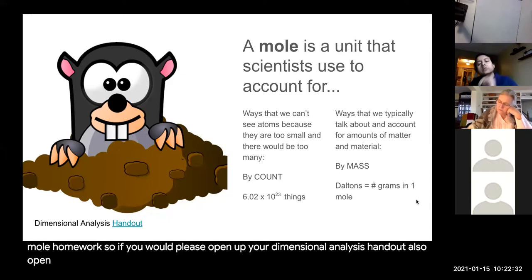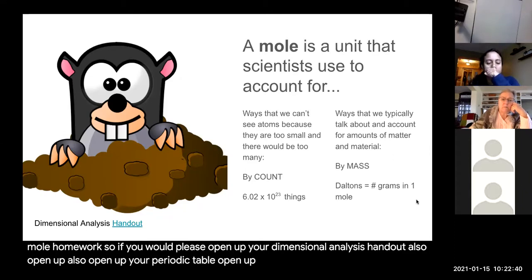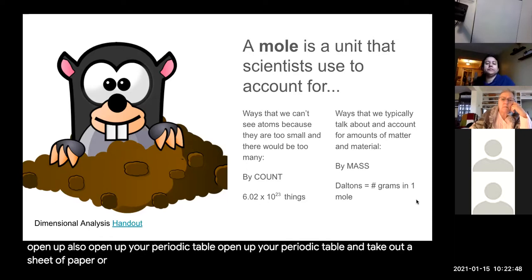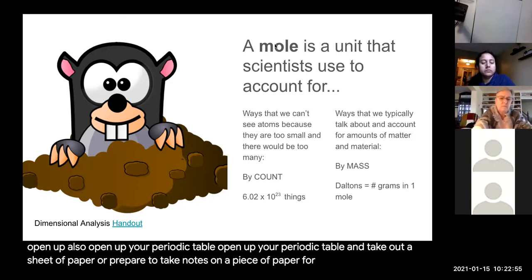Also open up your periodic table, and take out a sheet of paper or prepare to take notes on a piece of paper for today.